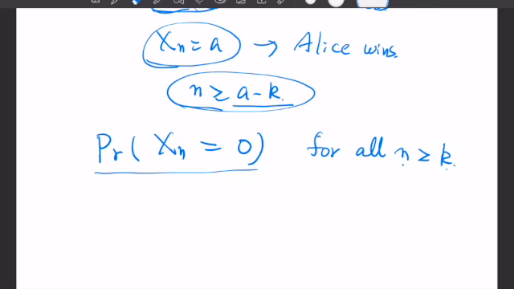At this point we should try some simple example. Suppose Alice has $3 to begin with. So k is 3. Then what is the probability that X_3 is 0? So this is the initial stake.